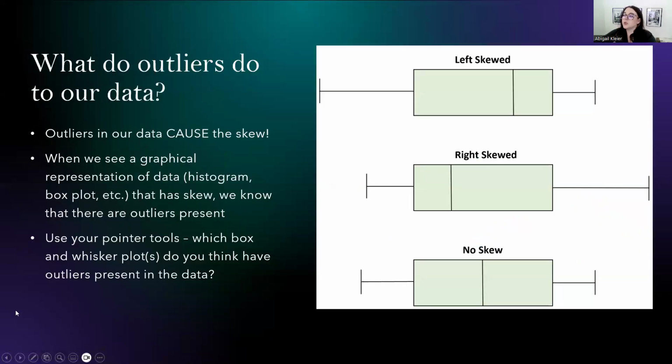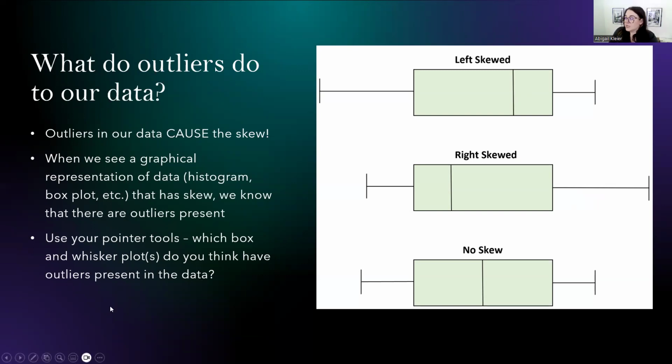So again, circling back to that skew data, what do outliers do to our data? Our outliers is what causes that skew. So if we see any type of data that does not have balance, or is really shifted to one side or another, that is caused by outliers or by uneven data. So we could describe it as left skewed, right skewed, or no skew. That's really just showing where the bulk of the data is, if it's going mostly towards the left, mostly towards the right, or if there's no skew at all.